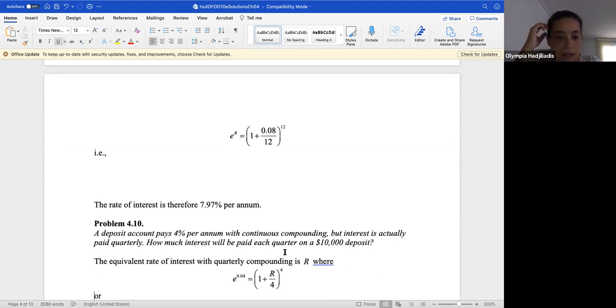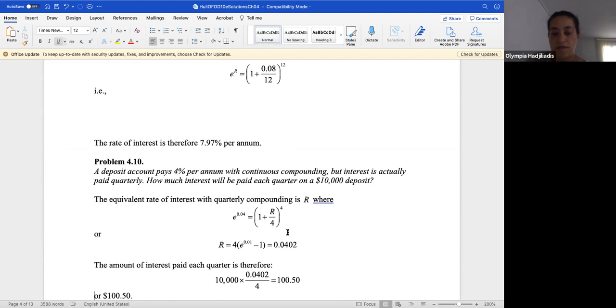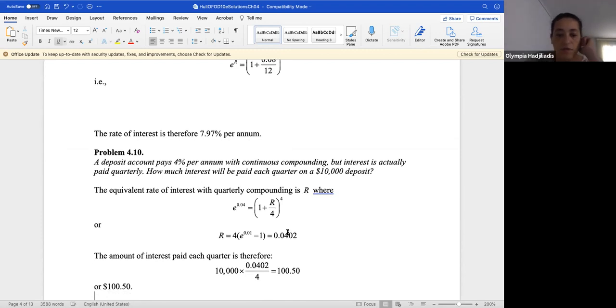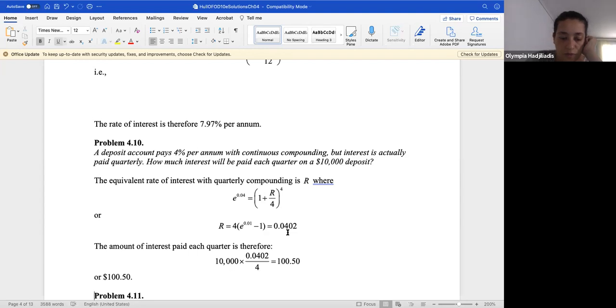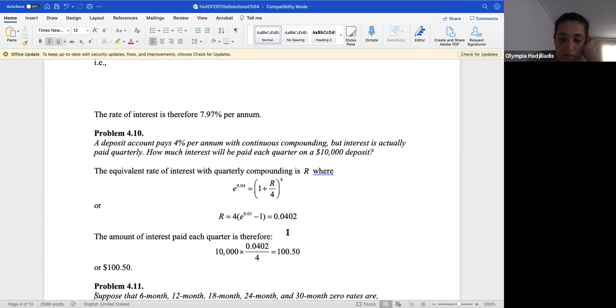And finally, a deposit account pays 4% per annum with continuous compounding, but interest is actually paid quarterly. How much interest will be paid each quarter on a $10,000 deposit? The equivalent rate of interest with quarterly compounding is r, where e to the 0.04 equals (1 plus r over 4) to the 4th. When you solve for r, that's 4.02%. The amount of interest paid each quarter is therefore 10,000 times 0.0402 over 4, which is 100.50.